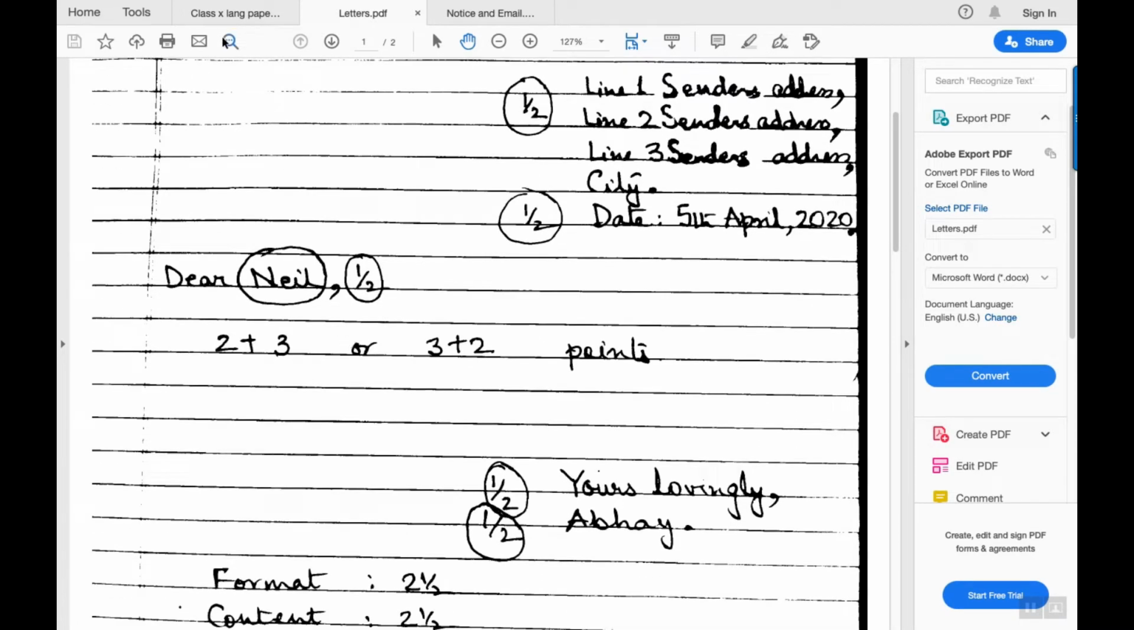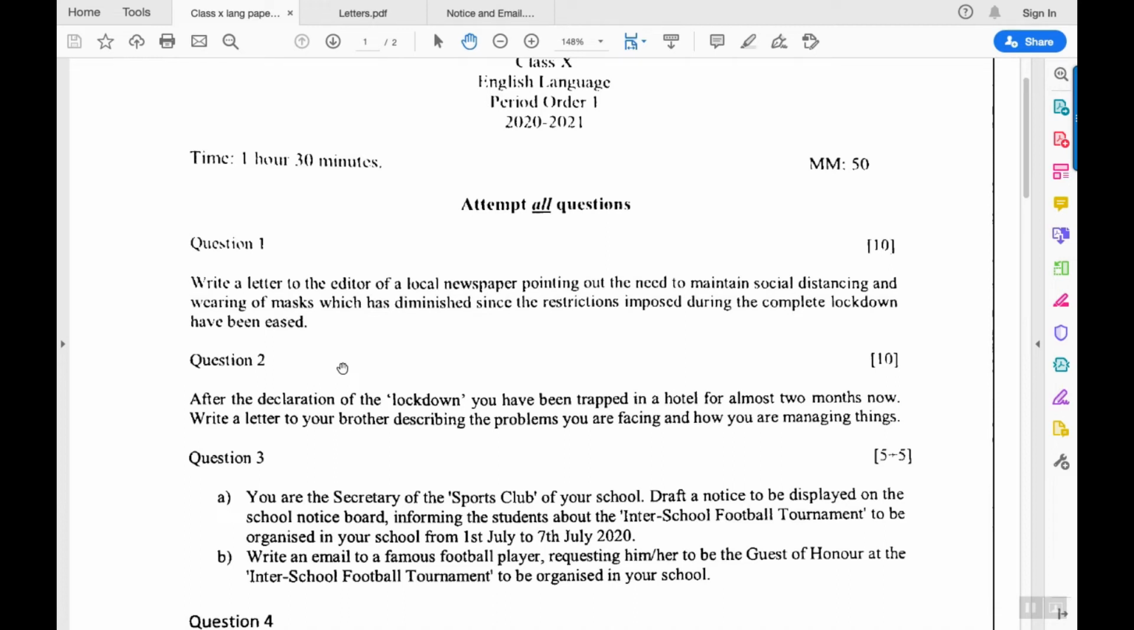Coming to the body of the letter, let us read the question once again. After declaration of the lockdown, you have been trapped in a hotel for almost 2 months now. So you can begin the letter, my dear Sunil, how are you? Hope you are doing well in this lockdown period that's going on across India. You are aware I had gone to XYZ place along with my friends for a trip last week, and I was staying in this hotel ABC. And for the last 2 months, I have been trapped in this hotel because of lockdown, and we cannot go out anywhere. It's a pathetic situation for us.